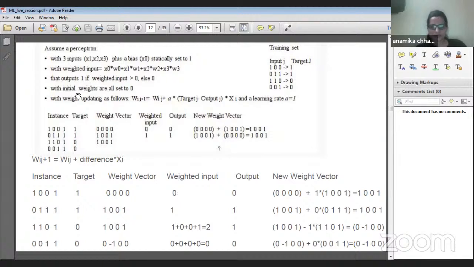Now let's get back over here and look at the activation function. Output 1 if weighted input is greater than 0, else 0. Now this is 0, so the output will be 0.